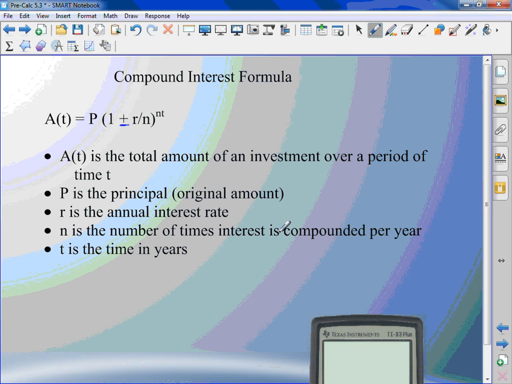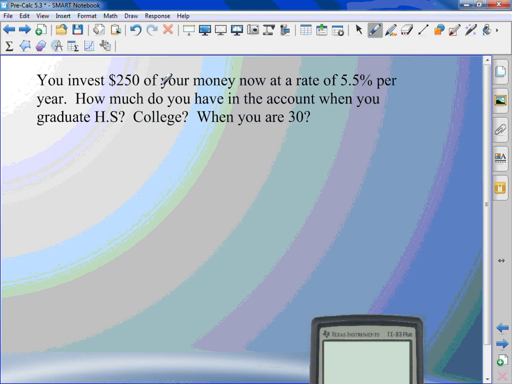What I mean by how many times it's compounded, that means how many times is interest generated. If it's yearly, how many times is it generated? Once per year. How about monthly? How many months are there in a year? 12. So if I said some sort of problem, it's compounded monthly, 12 would go there, 12 would go there. Let's look at this problem.